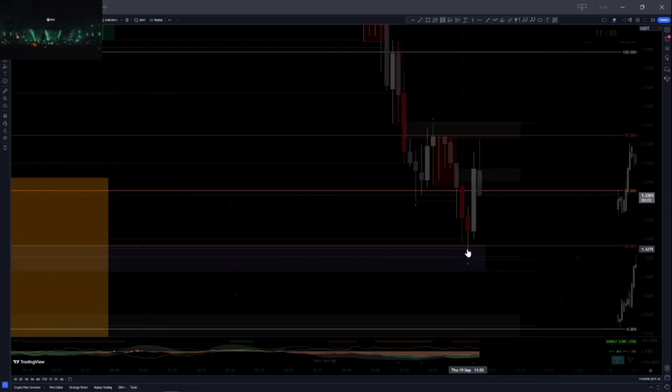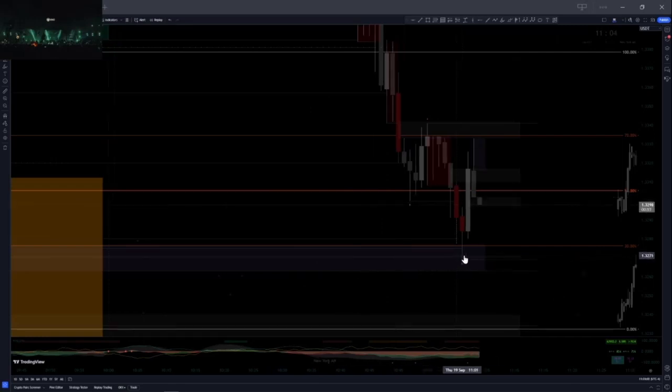We touch the 30 right here into this rejection zone. Fair value gap here, inside the rejection zone. Rejection zone. Created this fair value gap. Let's see what it does.